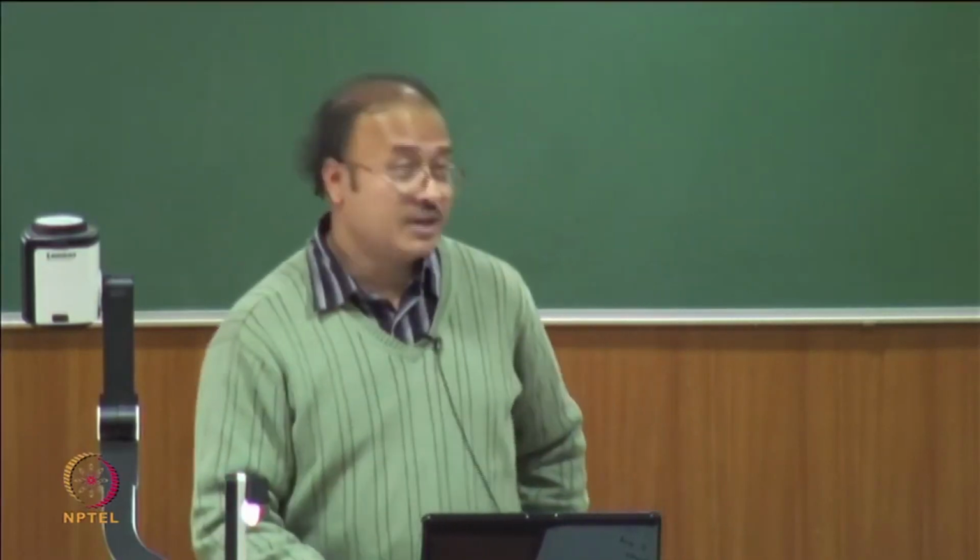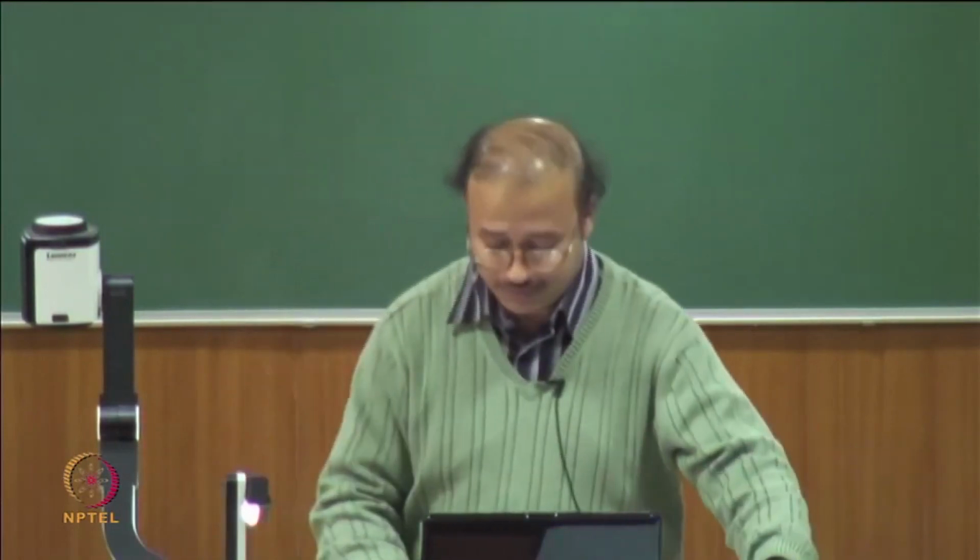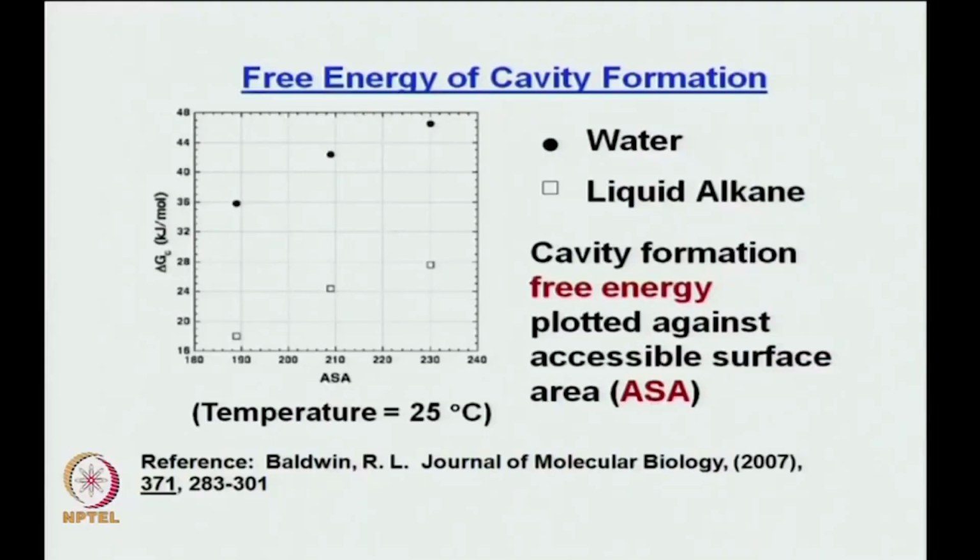Okay. But is that true? Let us look at a table, but before the table let us look at this figure. This figure is referred to as the free energy of cavity formation. Now, what does it mean? If you look at the figure, I have plotted this delta Gc. Remember, delta Gc is the free energy related to cavity formation, and on the x axis is accessible surface area. This is something we know by now, what accessible surface area means.